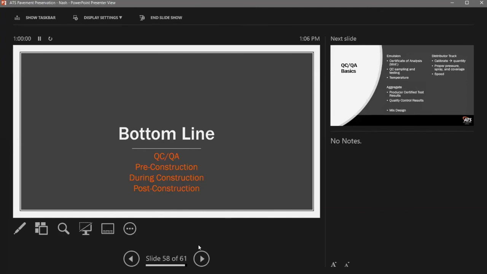The bottom line in any of these treatments, you're looking at proper QC. Make sure the quality control as far as your mix designs, your materials, and your certifications are all there. Make sure you have pre-construction meetings, go out and see the site. Make sure you have somebody there that understands the process during construction, and looking at the process after it's laid. So the post-construction is just as important as having someone there during.